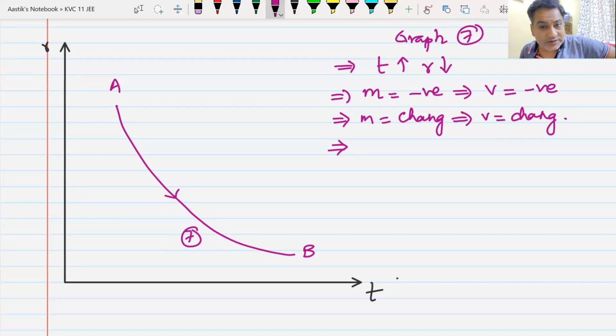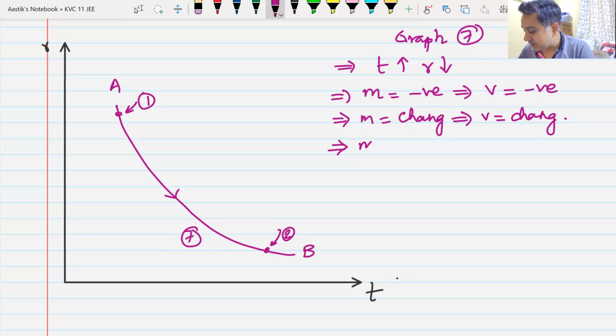Getting flatter means slope is decreasing. Getting steeper means slope is increasing. Steeper. Look at this point, and look at this point. Is the graph steeper at point number 1 or at point number 2? Steep means higher slope. Flat means lower slope. It is definitely steeper at point 1.